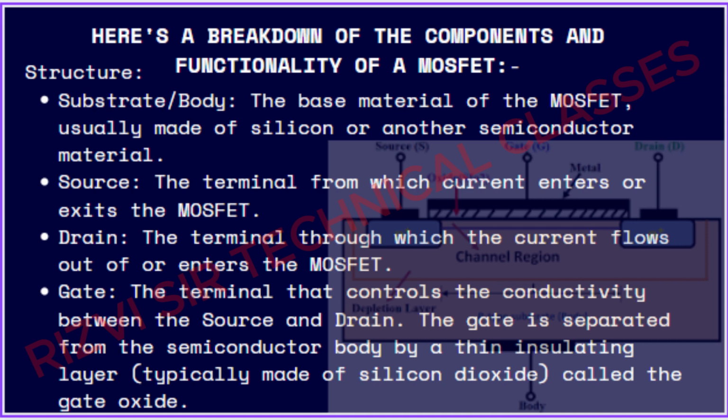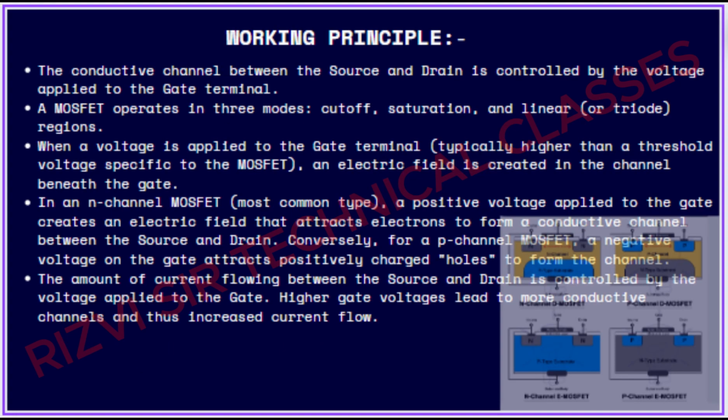Structure. Substrate: the base material of the MOSFET, usually made of silicon or another semiconductor material. Source: the terminal from which current enters or exits the MOSFET. Drain: the terminal through which the current flows out of or enters the MOSFET. Gate: the terminal that controls the conductivity between the source and drain. The gate is separated from the semiconductor body by a thin insulating layer, typically made of silicon dioxide, called the gate oxide.